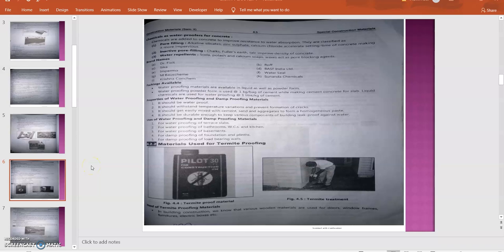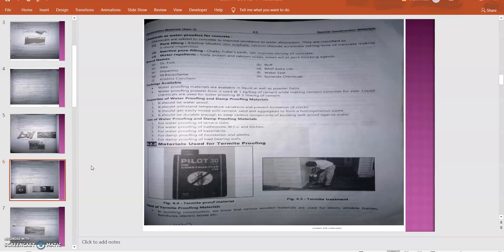So in the last lecture, we talked about different waterproofing materials, in which we went through bitumen, tar, or asphalt reagents. Now we are going to take an overview of the waterproofing chemicals which are used. There are three types: pore filling, inactive pore filling, and water repellents.